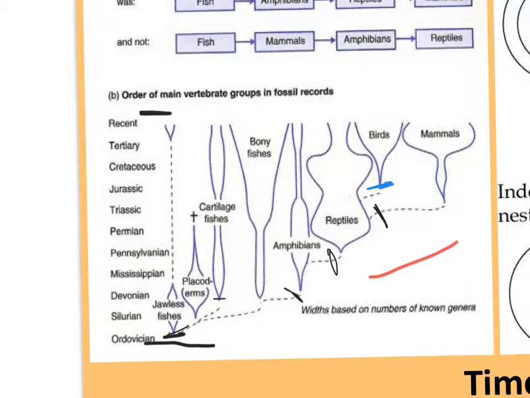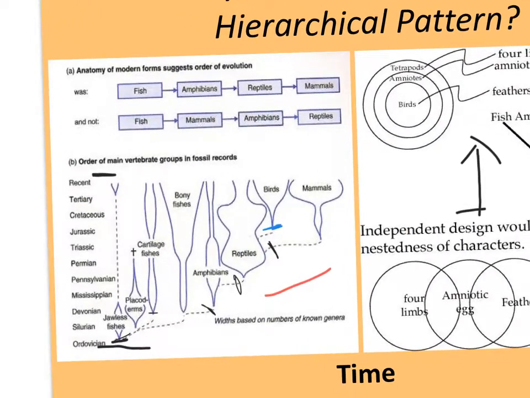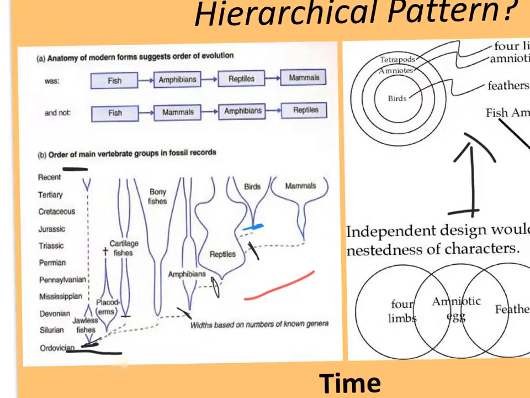Now, you can see anatomy of modern forms suggests an order in the evolution based on time. In terms of the fossil record and also genetics, we know that the first tetrapods were actually amphibians. They weren't mammals. They were amphibians. They were the lineage that led to amphibians, reptiles, and mammals.